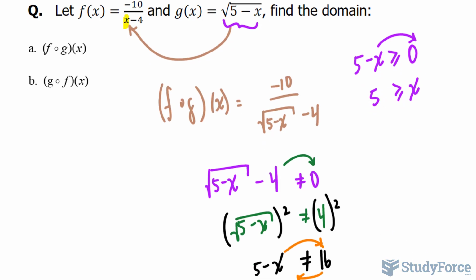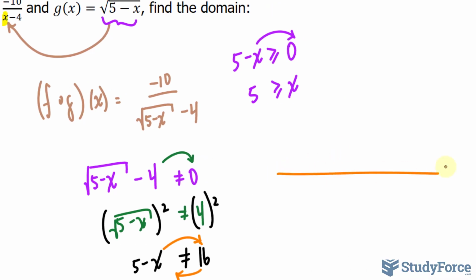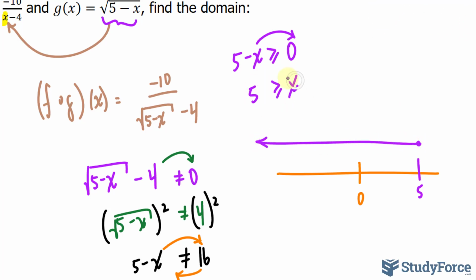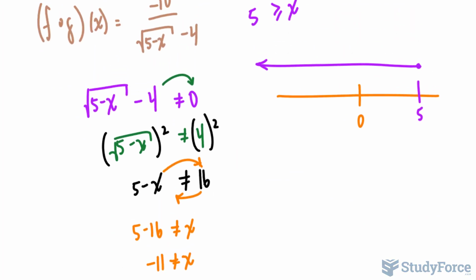Now, if we were to place both of these restrictions on a number line, and remember what number lines look like, we have 0 in the middle, x needs to be less than or equal to positive 5. So here is positive 5, and x values can be anything from here to there. That is according to this restriction alone. In this restriction, we cannot have x being negative 11. So somewhere along the line here, negative 11, we will have a hollow circle.